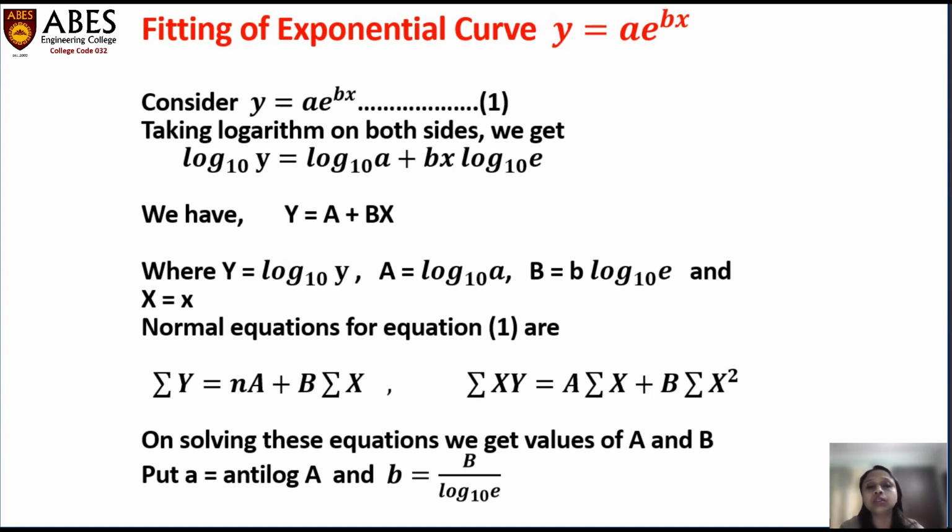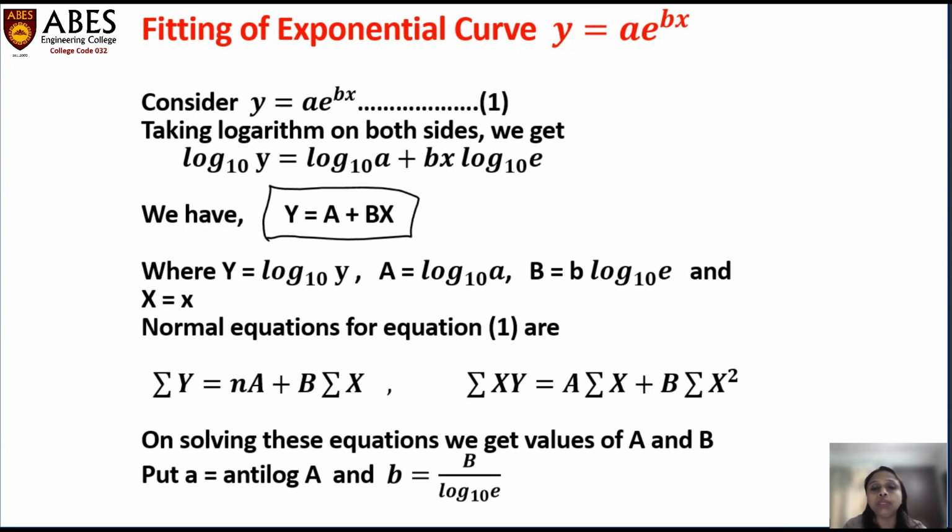For that, let us consider the exponential equation y equal to a e to the power bx. To find its normal equations, we have to remove bx from the power of e. That's why we have taken the log on both sides. So it will become log to the base 10 y equal to log to the base 10 a plus bx log to the base 10 e. This we can represent in the form of the equation of a straight line only, that is capital Y equal to A plus Bx, where capital Y will take the role of log to the base 10 y.